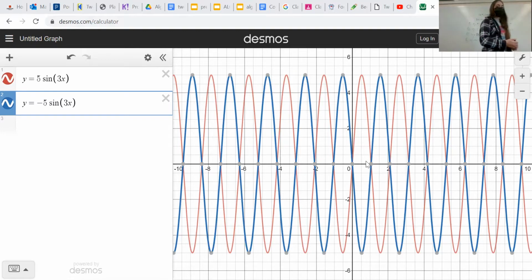So let's look at this first one. When you are looking at the graph, and maybe pull this one back up on your Desmos, because again, I can't do it as pretty up here. But when you're looking at 5 sine 3x versus negative 5 sine 3x, did anybody notice something super blaringly obvious?